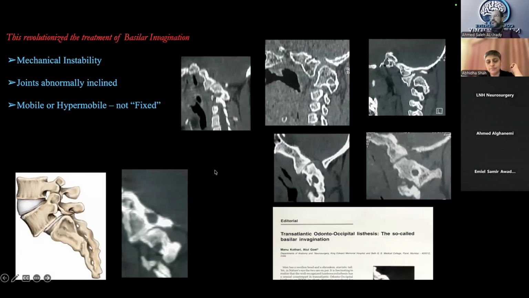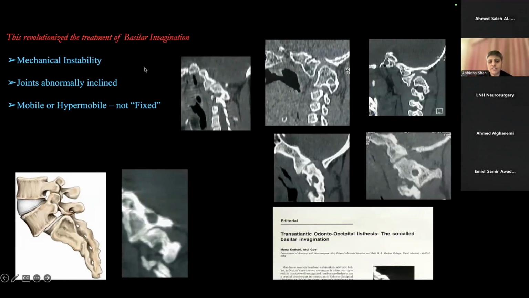So here you see, basically, basilar invagination is a problem with the joints. The joints are supposed to lie one on the other, but in cases with basilar invagination, the inclination becomes abnormal. You can see here, this is falling slightly. Here you can see that the C1 is completely in front of the C2 joint, and this situation is called spondyloptosis. Here you can see the abnormal inclination of the joints.